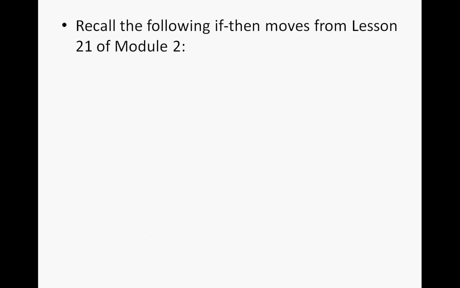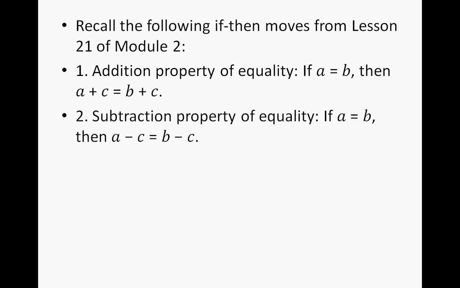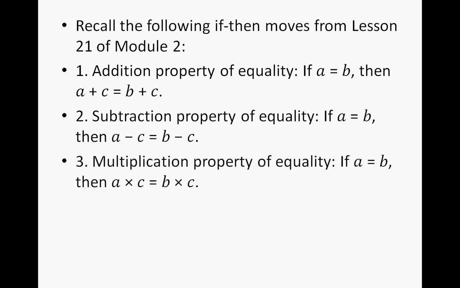So, recall the following if-then moves from Lesson 21 of Module 2. First, the addition property of equality. If A equals B, then A plus C equals B plus C. The second one, subtraction property of equality. If A equals B, then A minus C equals B minus C. And the third one, multiplication property of equality. If A equals B, then A times C is equal to B times C.